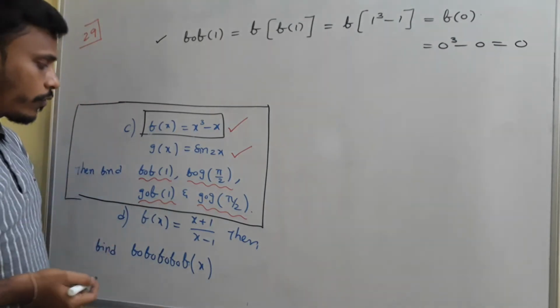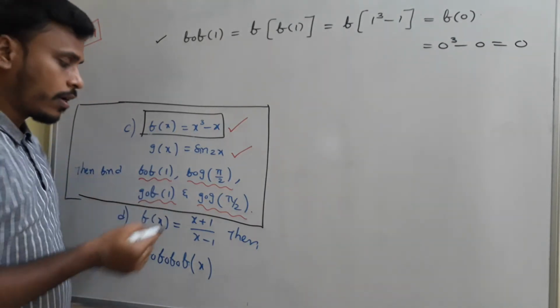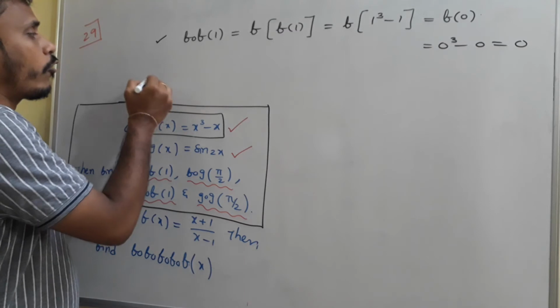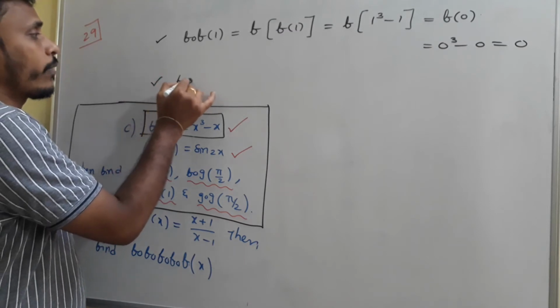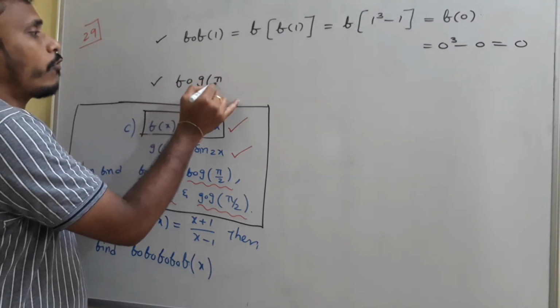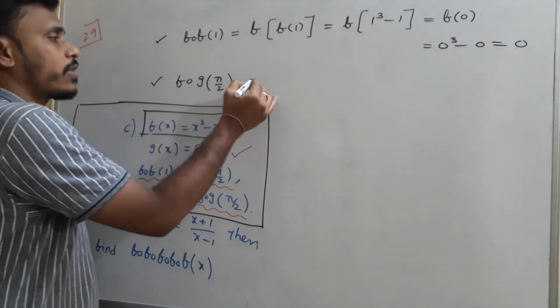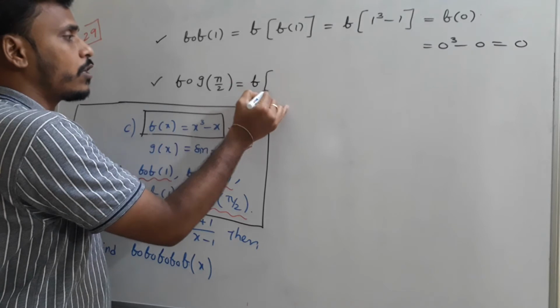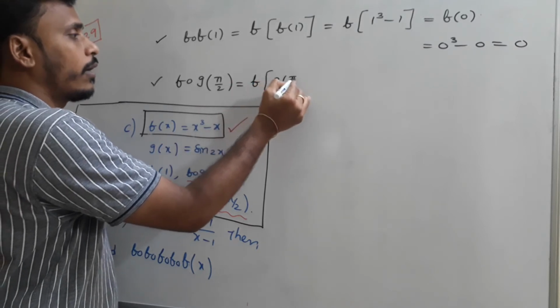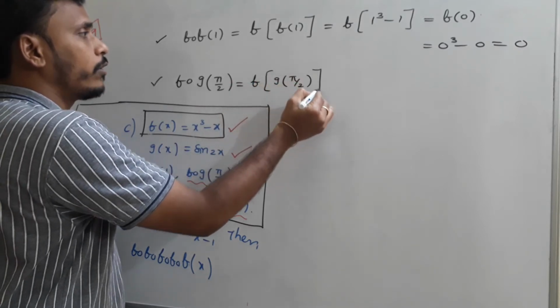Okay. So the first one is clear, f circle f of 1. The next thing is what? F circle g of pi by 2. Just have a look. F circle g of pi by 2. That's what we need to calculate. As per the definition of this composition, f circle g of pi by 2 is simply nothing but f of g of pi by 2, right?